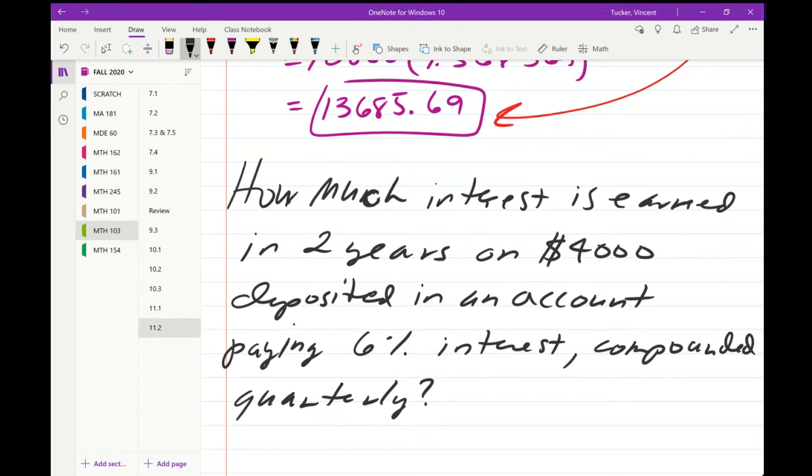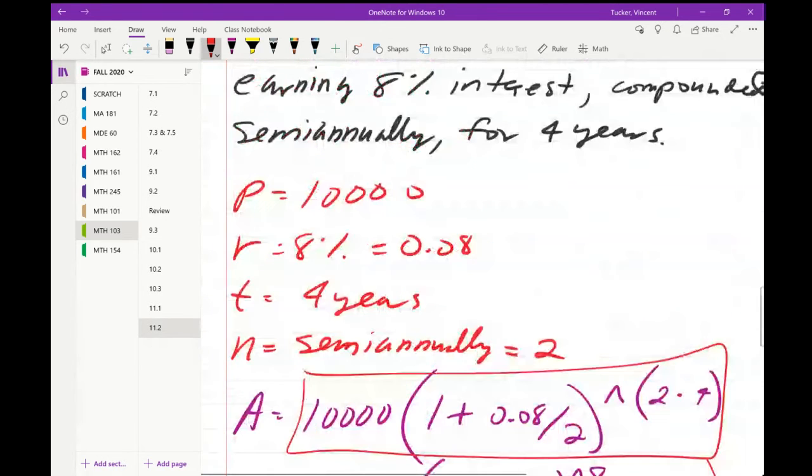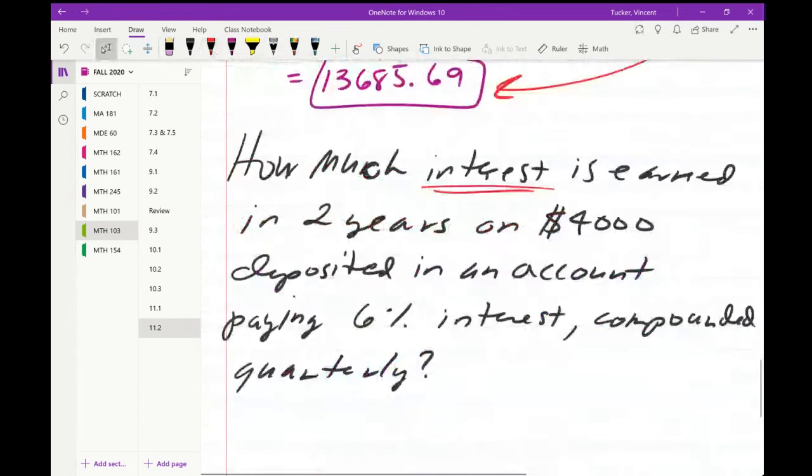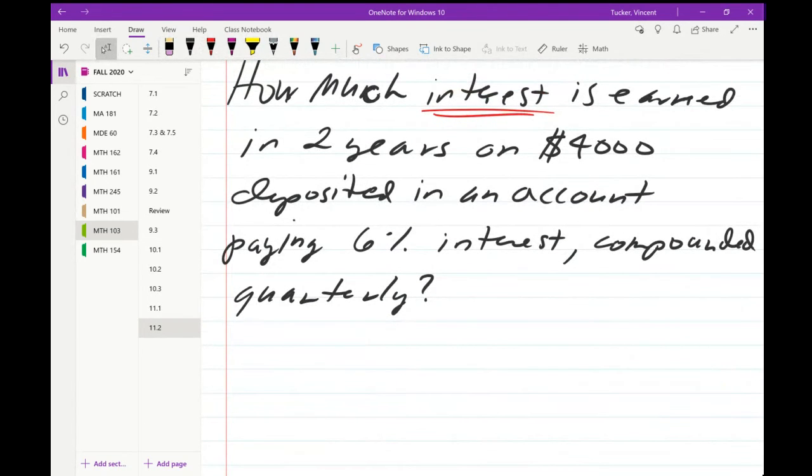All right, so how much interest is earned in two years on $4,000 deposited in an account paying 6% interest compounded quarterly? Make sure we note what they are asking for. It says how much interest is earned. The last one we were dealing with wanted to know the compound amount. That's what this formula gave. But if we want to know how much interest is earned, we're going to have to do something extra.